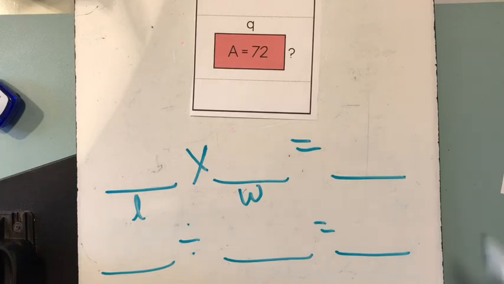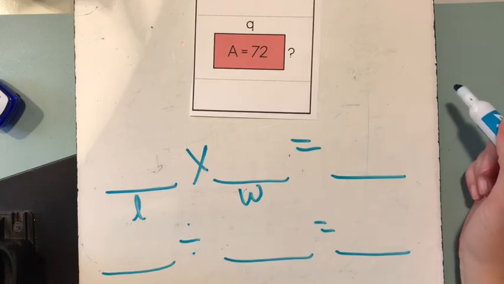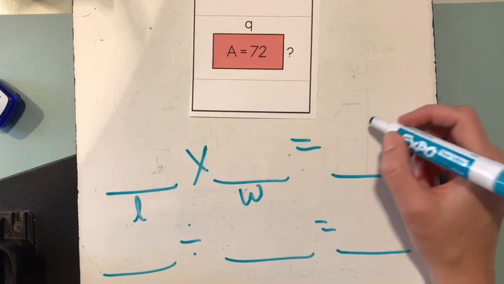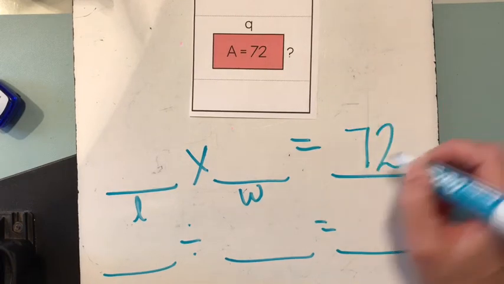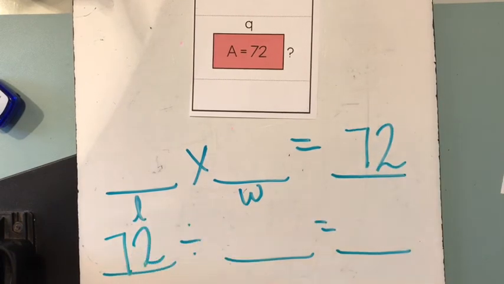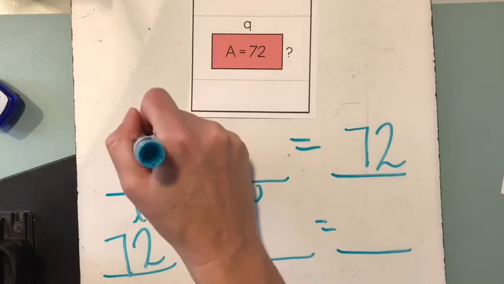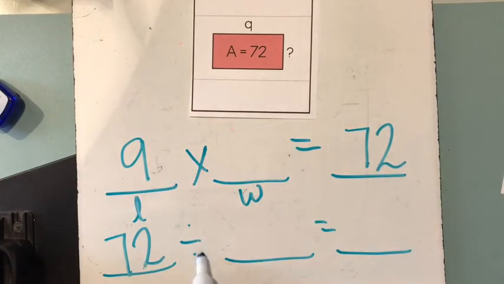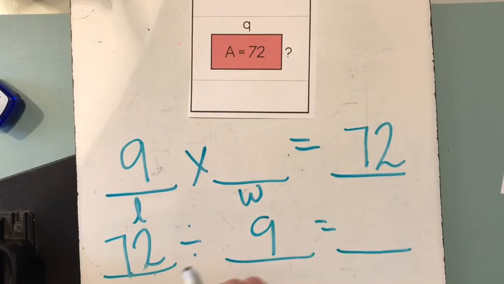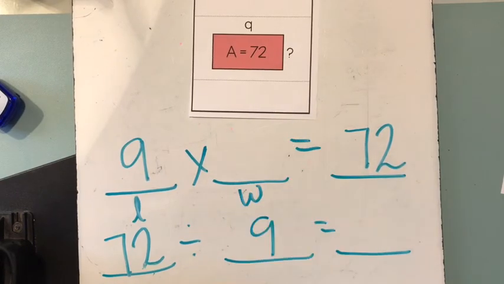Okay, here we go. So, do we know the total area? We do. It's 72, right? So I'm going to fill those in right away because I know that. Do we know the length or do we know the width? We know the length, right? And that is 9. So I know to solve this, I'm going to divide 72 divided by 9 to help me find what the width is.